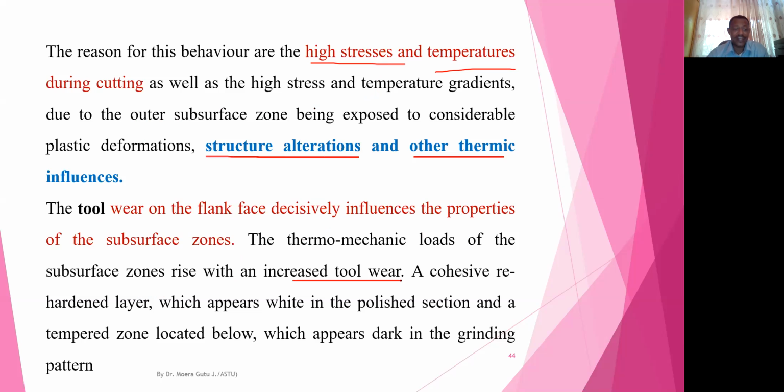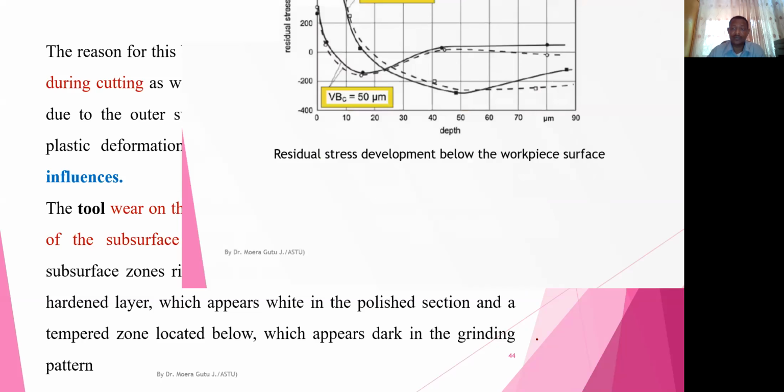A cohesive hardened layer, which appears white in the polished section, and a tempered zone located below, which appears dark in the grinding pattern. You will understand this only after you examine the machined surface by X-ray microscopy or scanning electron microscopy. You will see what the grain structures look like, what the subsurface structures look like, and whether residual thermal stress is present or not. You can measure it by X-ray diffraction spectroscopy also.